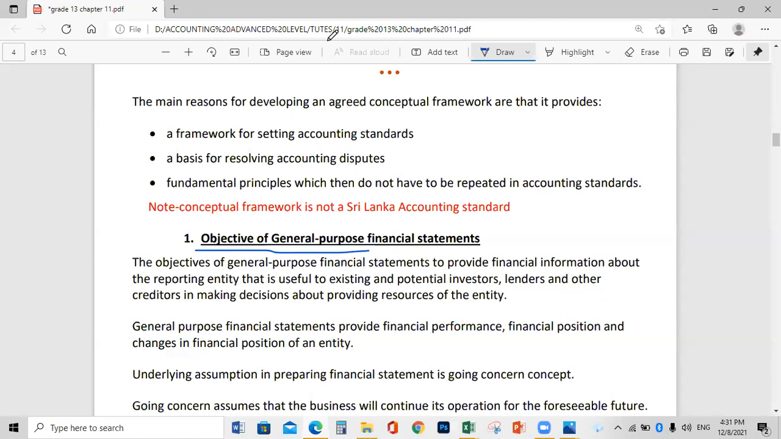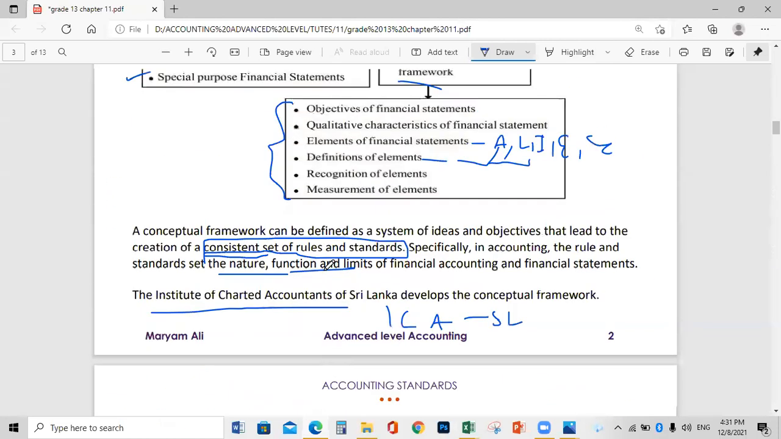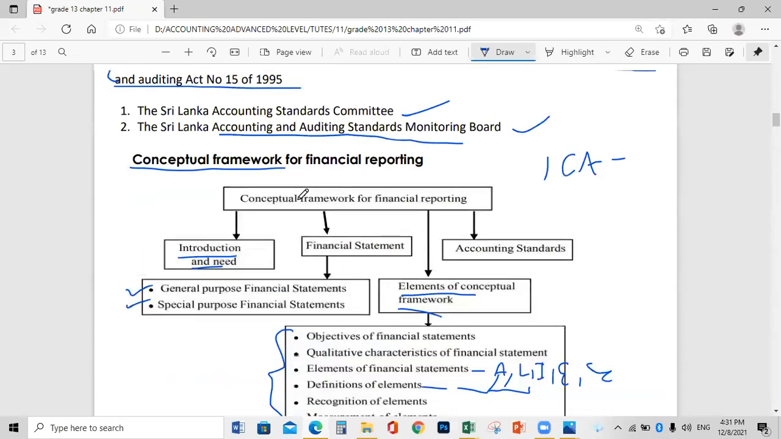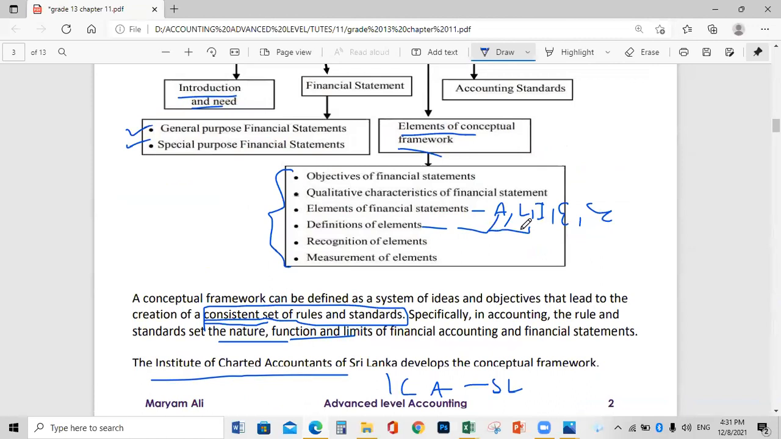Now, some students have a misunderstanding. They think the conceptual framework is an accounting standard. Understand, guys, it is not an accounting standard. The conceptual framework is not an accounting standard. Now we are going to study the elements of the conceptual framework one by one. So first of all, let's go.